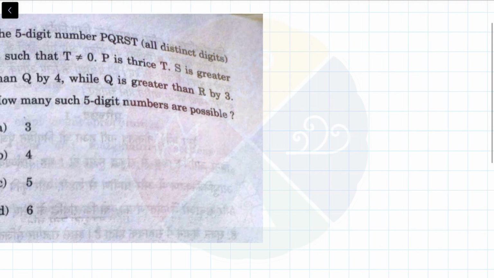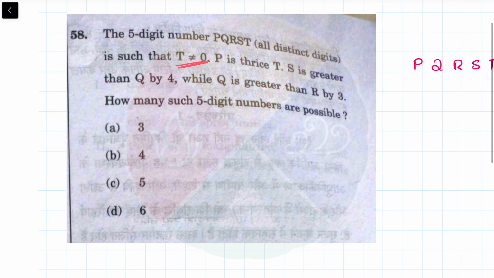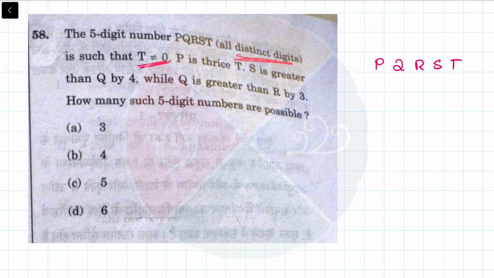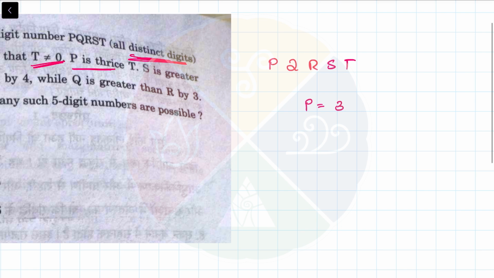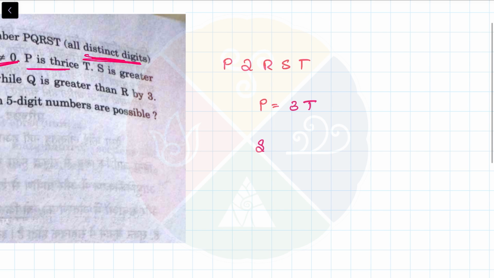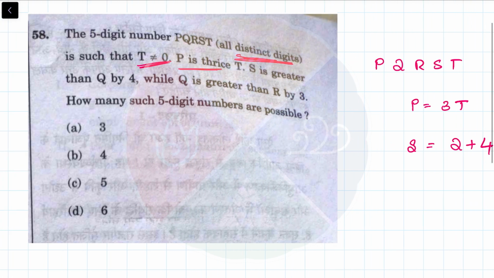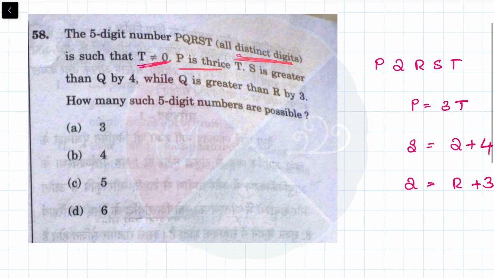There's a 5-digit number PQRST. T is not 0, and all digits are distinct, they are different digits. P is thrice T, P is equal to 3 times T. S is greater than Q by 4. S is greater than Q by how much? By 4. So S is equal to Q plus 4. While Q is greater than R by 3. How many such 5-digit numbers are possible?